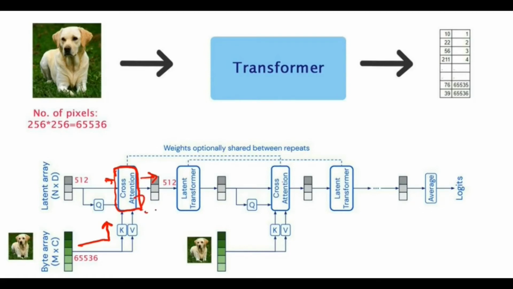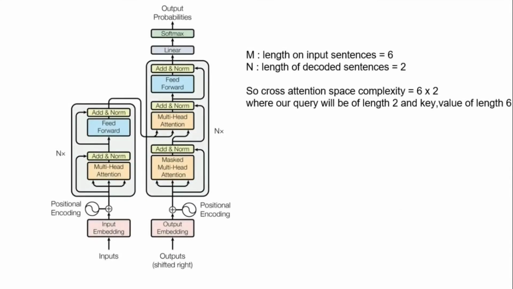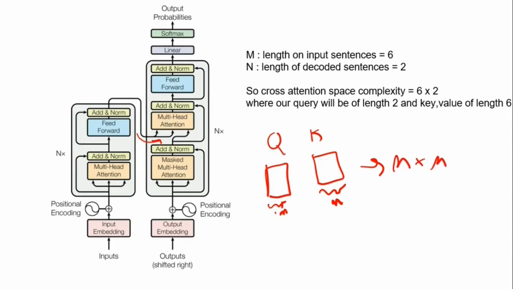So, what is cross attention? Simply, in attention, we perform matrix multiplication between the queries and keys, where the input would be of size m into m. If the query is of size m and keys are also size m, then the complexity would be around m into m. But let's take an example of language translation, where we're translating English sentences to French ones.